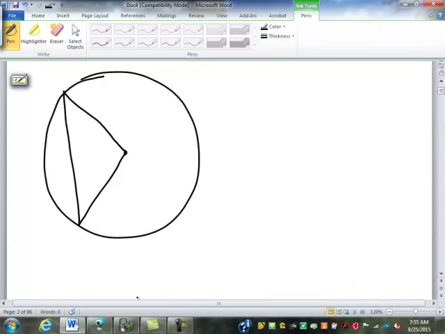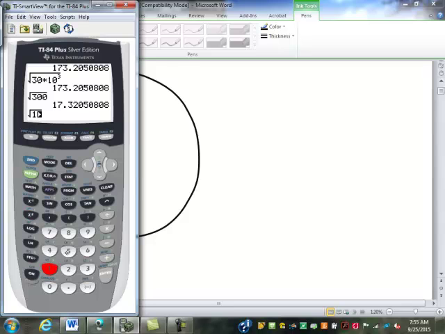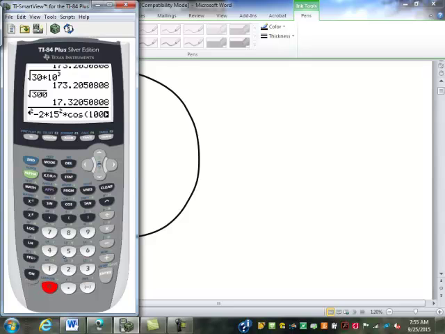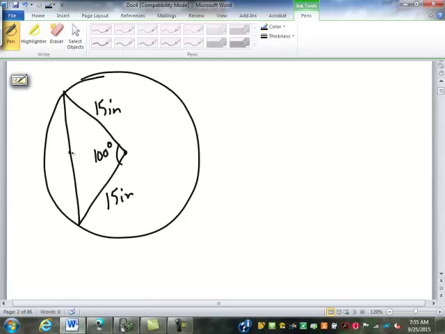Give you guys a little foreshadowing here. I'm going to call this 15 inches, so another 15 inches over here. I'm going to make this angle here 100 degrees. I do have to tell you that this chord across here is 22.98 inches. So find this segment area out here again, please.